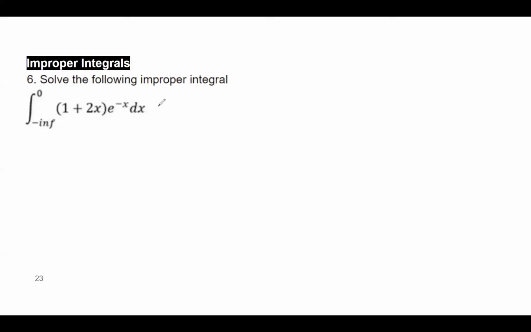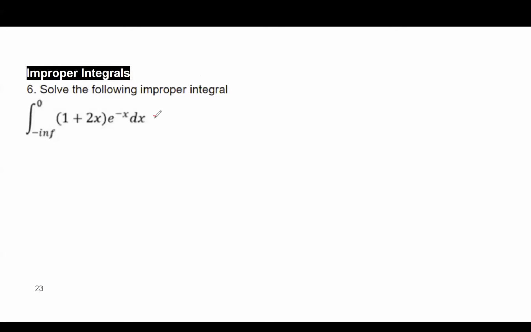The first thing I'm going to do here is split the integral. So we've got negative infinity to 0 of... This first one's easy enough, right? The integral of e to the minus x. The second one's a little tricky, right? It is going to be an integration by parts.